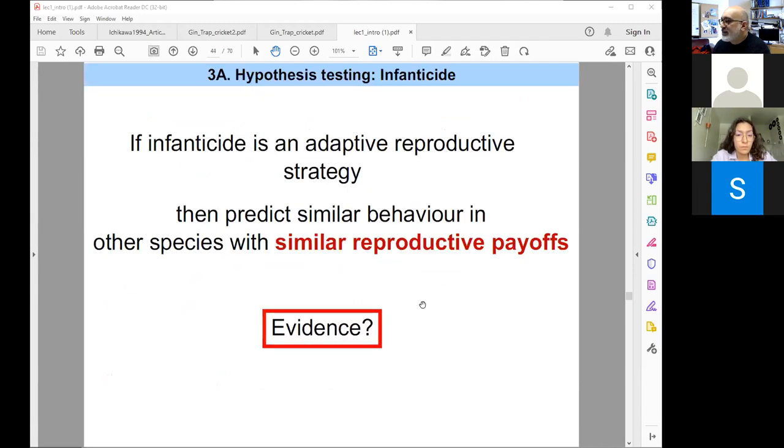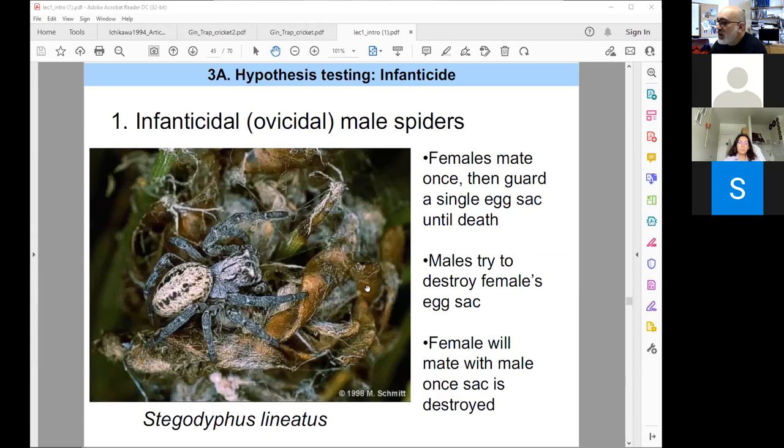Okay, so yes, we know. Now, the interesting thing is that we have other examples from a variety of different taxonomic groups that uphold this hypothesis, that is, that support the idea that infanticide is an adaptive reproductive strategy. So here are some examples. So these are spiders. Now we can call them infanticidal spiders, but they kill at the egg stage, at the fertilized egg stage.